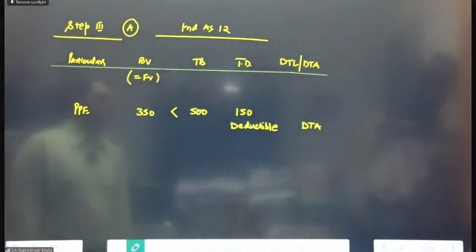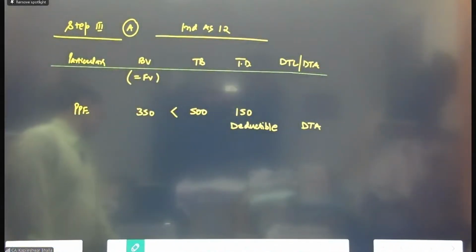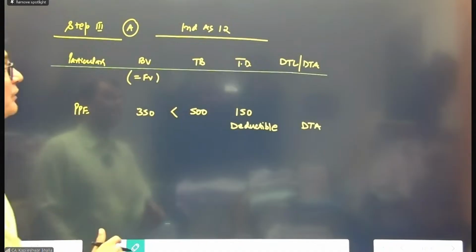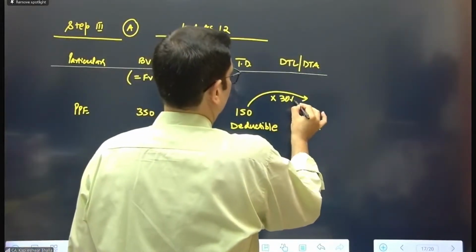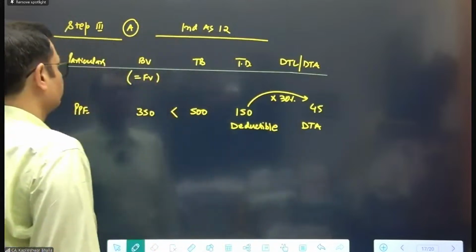So let's multiply this with the tax rate as well. I guess the tax rate is given to me at the rate of 30%. 30% of 150 is 45. So that comes to 45. That is my DTA. Yes, sir.